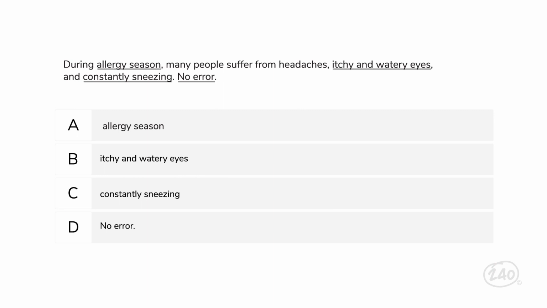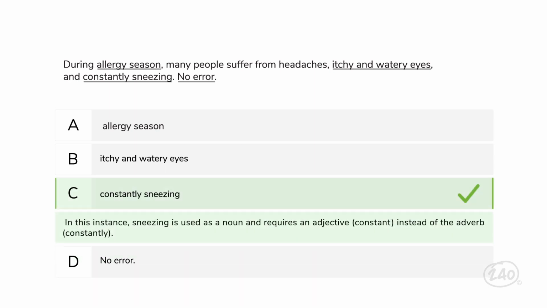Now let's take a look at a couple from the largest competency, standard English conventions. We need to identify the error, or the lack thereof, in the following sentence. During allergy season, many people suffer from headaches, itchy and watery eyes, and constantly sneezing. Constantly sneezing is the error here because in this instance, sneezing is used as a noun and requires an adjective that's constant instead of the adverb constantly.